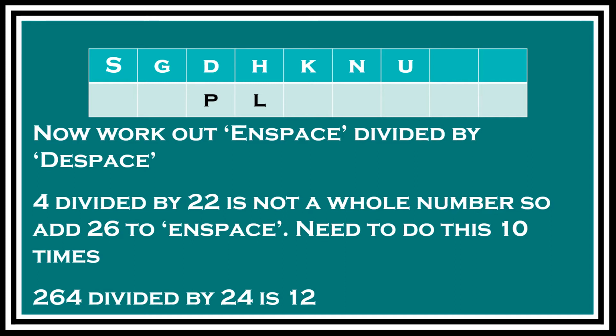186 plus 26 is 212, divide that by 22, still don't get a whole number. 212 plus 26 is 238, still not a whole number, so add 26 again. And finally, 238 plus 26 gives you 264, which is finally divisible by 22. So if we work out 264 divided by 22, we get 12.